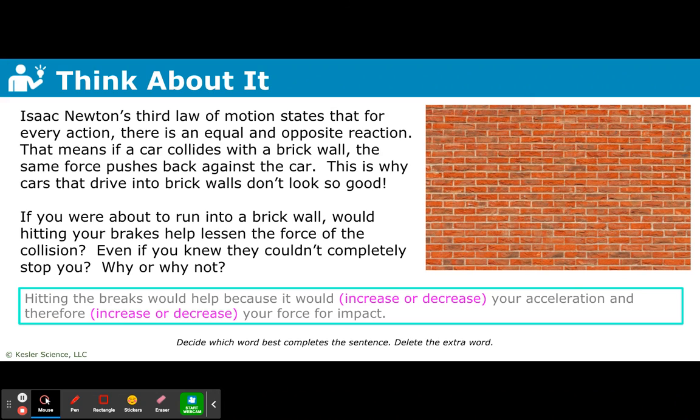For example, hitting the brakes would help you because would it increase or decrease your acceleration, and therefore would it increase or decrease your force of impact? Decide which words best complete the sentences and delete the extra word.